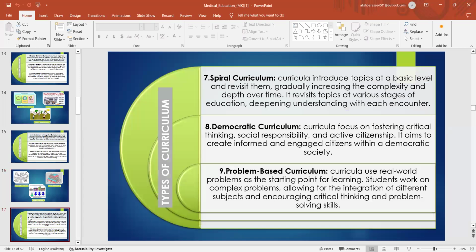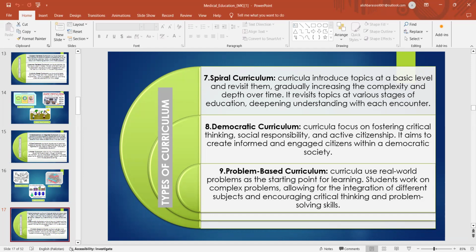Spiral curriculum. Curricula introduce topics at a basic level and revisit them, gradually increasing the complexity and depth over time. It revisits topics at various stages of education, deepening understanding with each encounter. Democratic curricula focus on fostering critical thinking, social responsibility, and active citizenship. It aims to create informed and engaged citizens within a democratic society.